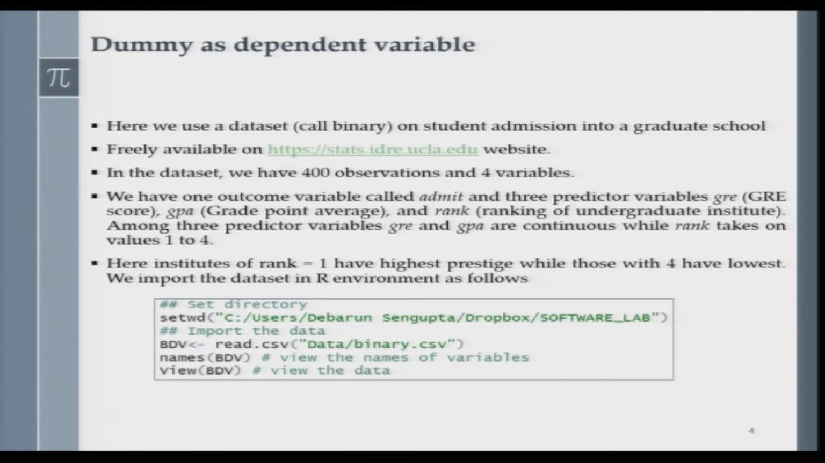Okay. So, now among these 3 predictor variables, GRE and GPA are definitely continuous, because they are dealing with numbers, but the rank variable is qualitative in nature, and there are 4 levels, 1 to 4. And here the institutes of rank 1 have the highest prestige, while those with rank 4 have the lowest.